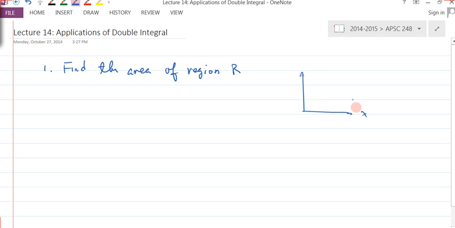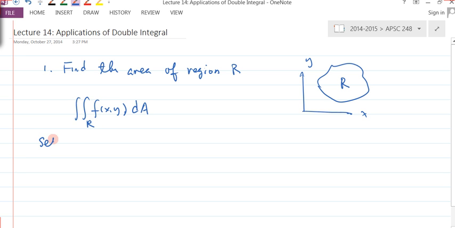First application of double integral. Let's take a look at the easy one here. The first is to find the area of a region R. So we probably have a region R right here, and you're interested in what is the area of this portion. In terms of double integral, it's fairly easy. Remember the double integral itself is this.